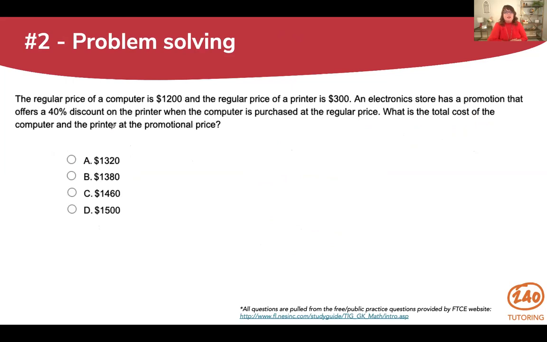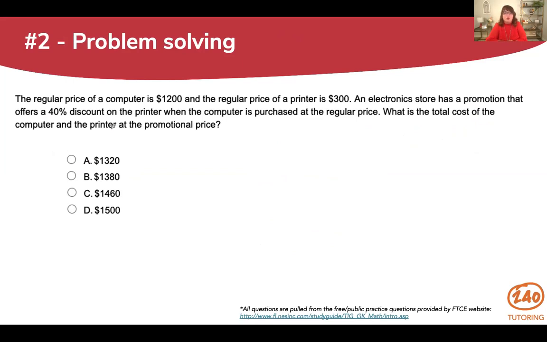Now this one is problem solving. So it's back to that part of the competency that talked about problem solving. So it says the regular price of a computer is $1,200. And the regular price of a printer is $300. An electronics store has a promotion that offers a 40% discount on the printer when the computer is purchased at the regular price.